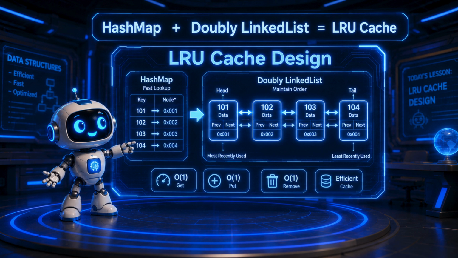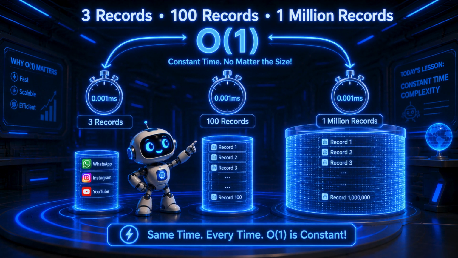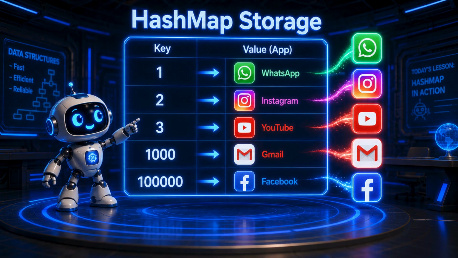This LRU concept can be achieved by using a combination of hash map and doubly linked list. In product based companies, interviewers generally expect this approach because it provides O(1) time complexity for both insertion and retrieval. What is O(1)? O(1) means constant time. Whether there are 10 records or 10 lakh records, the operation takes almost the same amount of time. For example, suppose we have a hash map containing 1 equal to WhatsApp, second is Instagram, third is YouTube. Likewise, 1000 is for Gmail and 1 lakh is for Facebook.